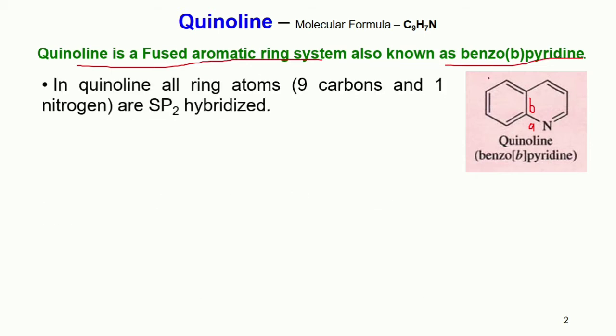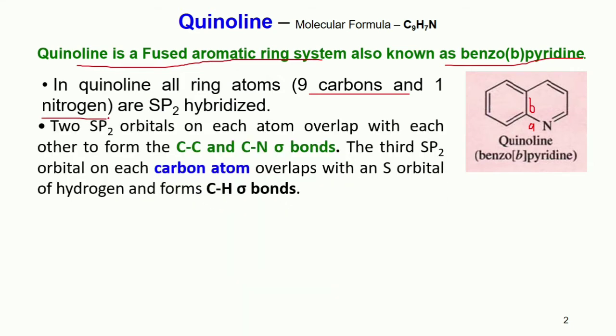As we saw in the previous videos on pyridine and pyrimidine in my channel, similarly all the carbon atoms and the nitrogen in the quinoline ring system, that is 9 carbons and a nitrogen, are sp2 hybridized. Among the 3 sp2 orbitals of each atom, 2 sp2 orbitals on each atom overlap with each other and make C-C and C-N sigma bonds.